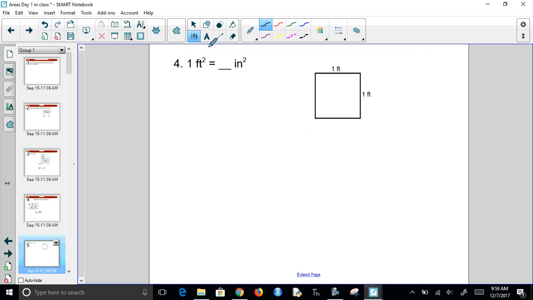Now, one interesting thing about square feet and square inches is that it doesn't have a linear equivalence. What that means is if I have 1 foot by 1 foot, that doesn't mean this is going to be 12 square inches, because really this is 12 inches by 12 inches. So if I want to find how many square inches that is, that's 144 square inches.